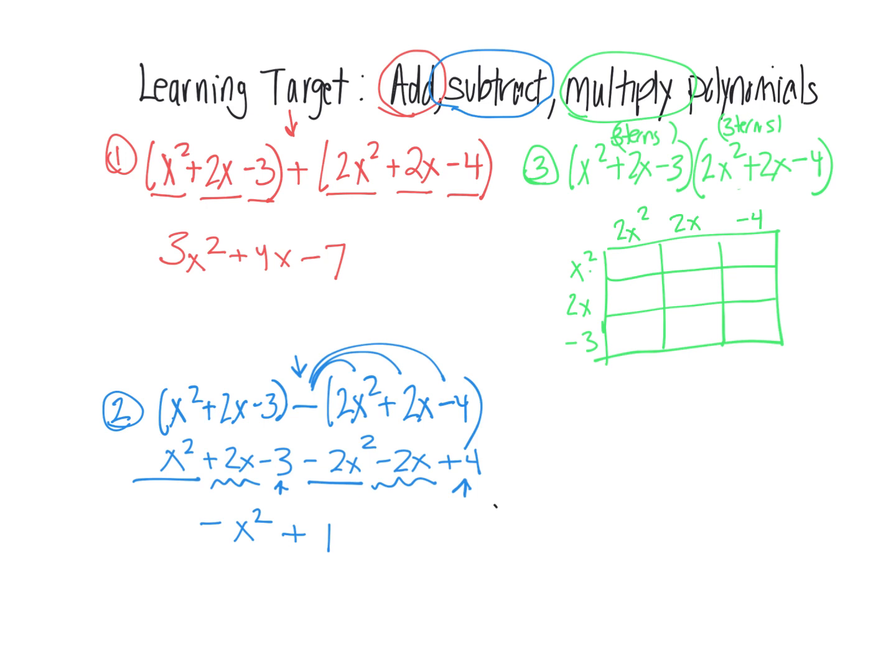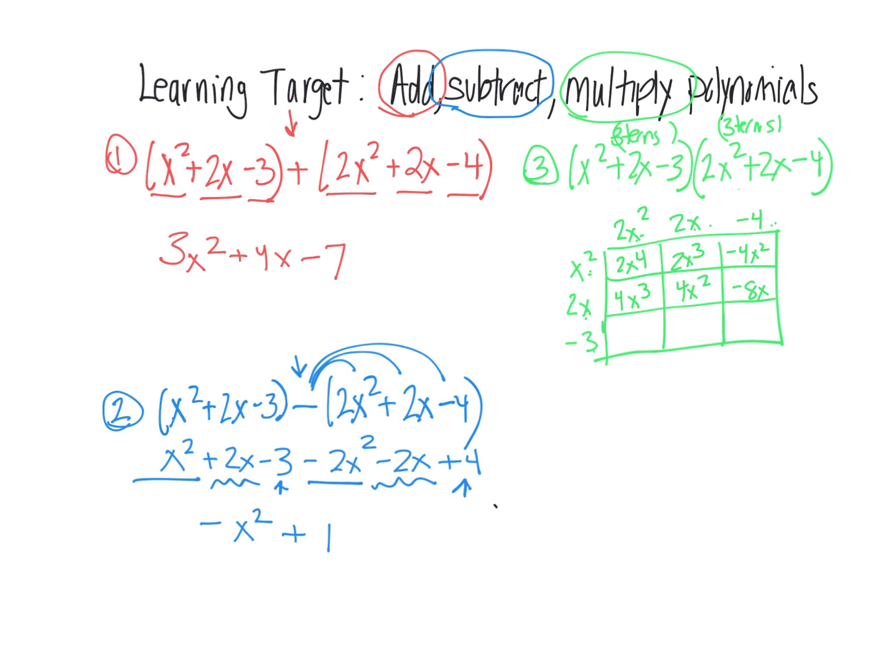So taking x squared times 2x squared would be 2x to the 4th. X squared times 2x would be 2x to the 3rd. X squared times a negative 4 would be a negative 4x squared. 2x times 2x squared would be 4x to the 3rd. 2x times 2x is 4x squared. 2x times a negative 4 is negative 8x.